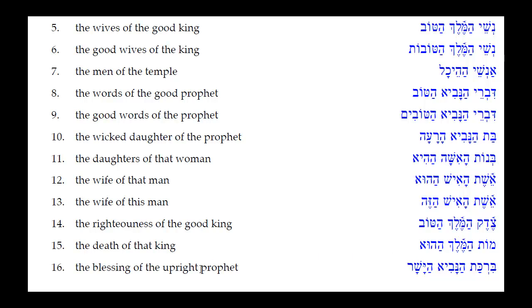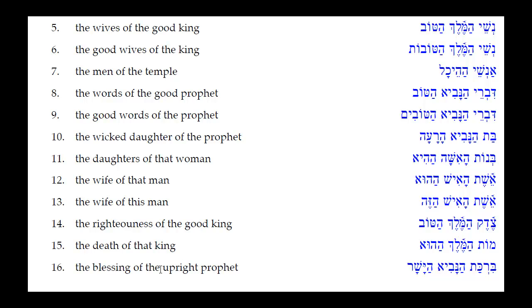The blessing of the upright prophet. Blessing here is the construct, singular construct noun, and prophet is the absolute noun, and it's being modified with upright, an adjective. So it has to agree with prophet in gender, number, and in definiteness.